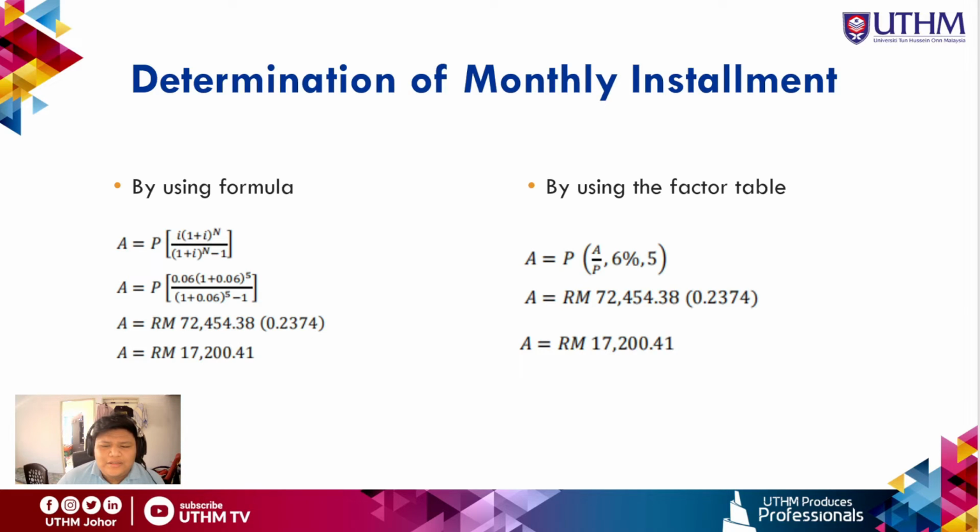The second method is using the factor table, where we use the parameters that we have, which is A over P, 6% and 5 years. From the table, we got the value of 0.2374. We multiply it with our P, which is RM 72,454 and 38 cents, and we get the same exact value as using the formula, which is RM 17,241. Now we'll be moving on to the PW.